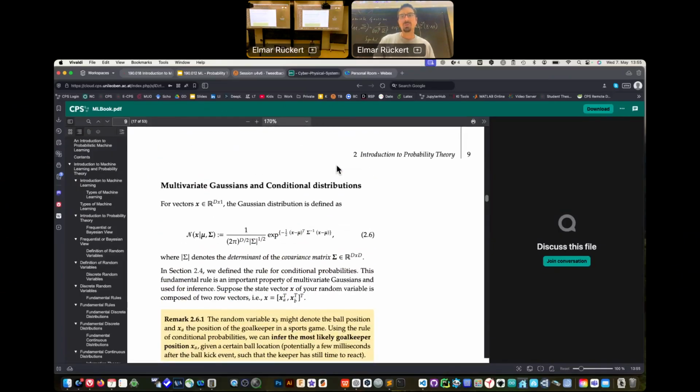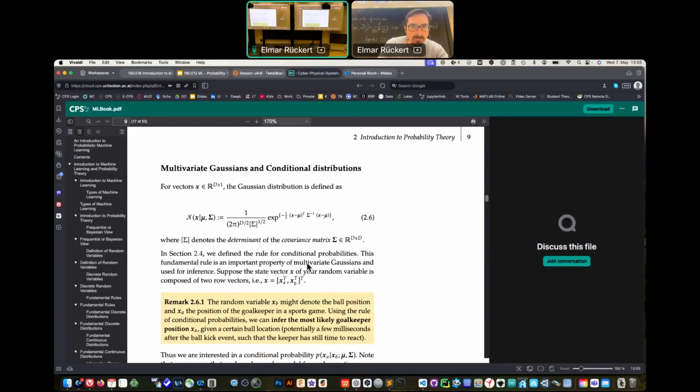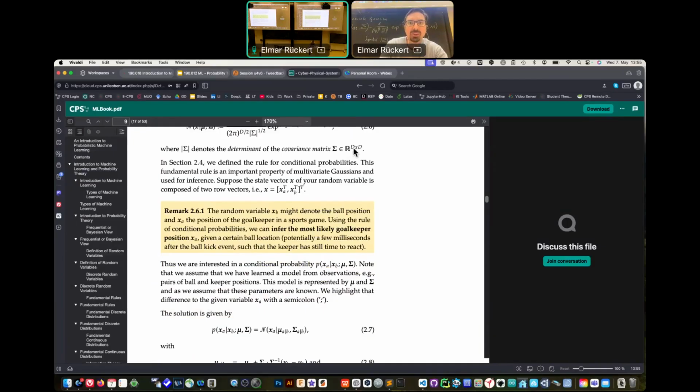So have a look at the script. See here, page 9, multivariate Gaussian distribution. You see exactly the same definition that we have on the blackboard. And we have d-dimensional covariance matrices. And here's an example. Your multivariate Gaussian distribution is composed out of two random variables. One is denoted by xa, the other one by xb. And here in this example, xb denotes the ball position in a football game and xa the position of the goalkeeper.